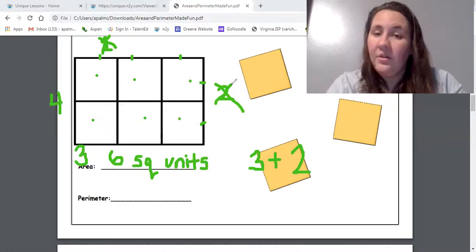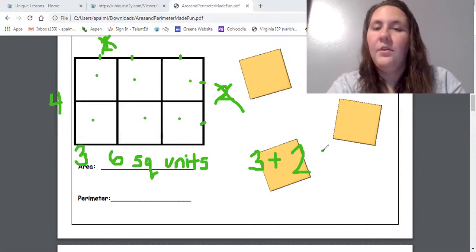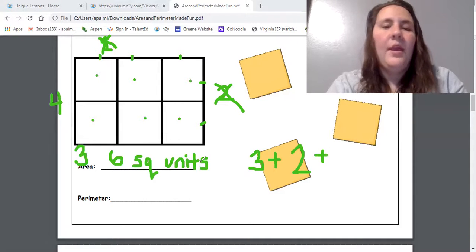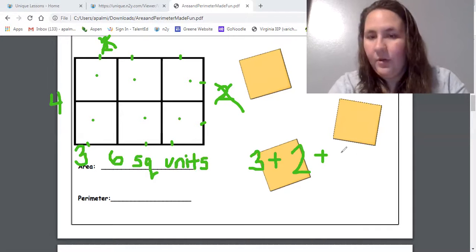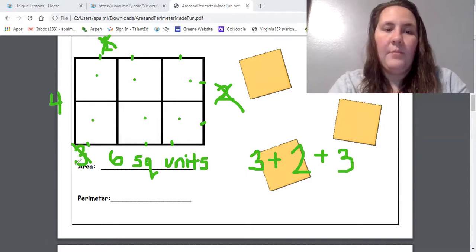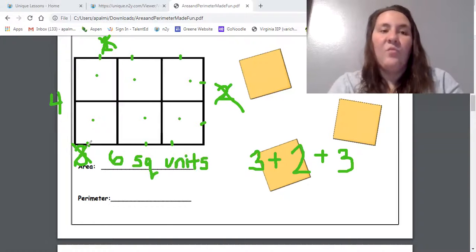Do I have more sides or am I done? Good, I have more sides, right? I need to do side 3. So let me put my plus sign. How many are on side 3? 1, 2, 3. Beautiful. Write my 3. I'm going to cross this out because I'm on side 3. Am I done or do I have more? Yeah, I have one more side, right?